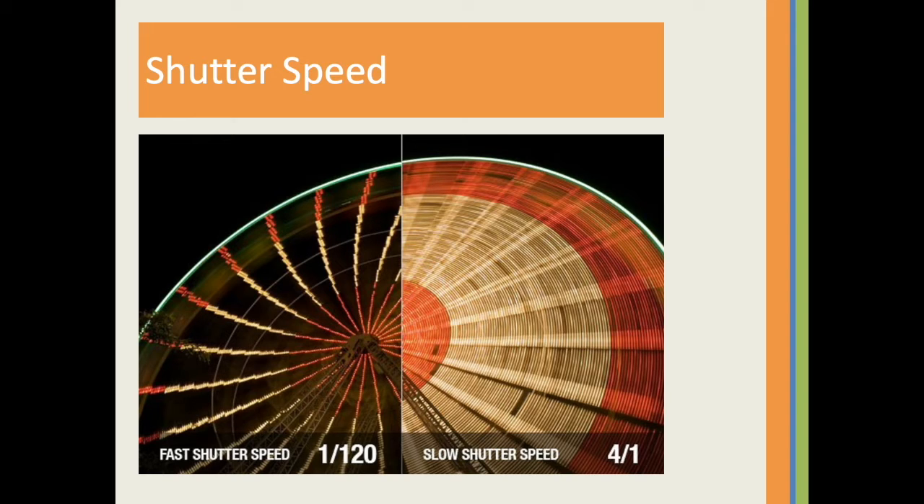As we saw in the previous Ferris wheel example, there are several possible combinations of aperture and shutter speed, but only one is the most creative one. So here on the left-hand side, I have a shutter speed of 1/120th of a second, where I'm barely seeing movement. However, on the right-hand side, I have a very slow shutter speed of 4 seconds, where I see the full movement of the Ferris wheel, which I think is a very creative exposure.